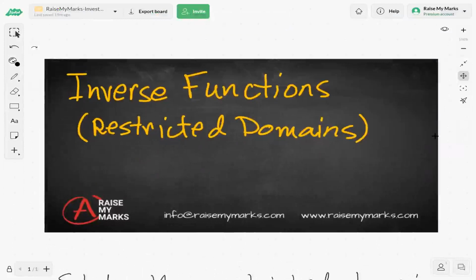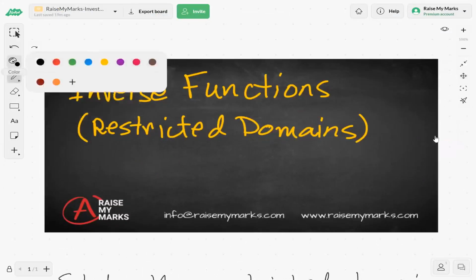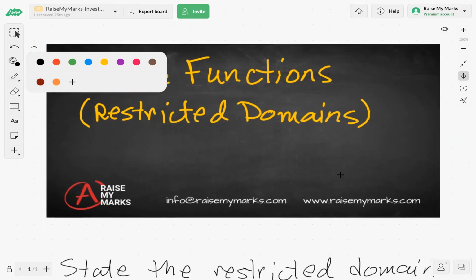So hello again. Today we're going to look at inverse functions, but this time we're going to look at restricting the domain of a function. As we saw in the previous video, not all functions are one-to-one, and we need a one-to-one function in order to determine the inverse of the function. So what we can sometimes do, if a function is not one-to-one, is restrict the domain of the function in order to create a one-to-one function. So let's see how we can do that today.